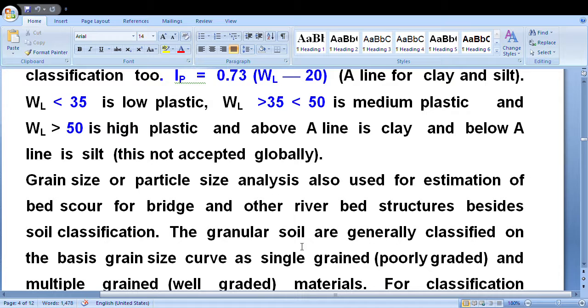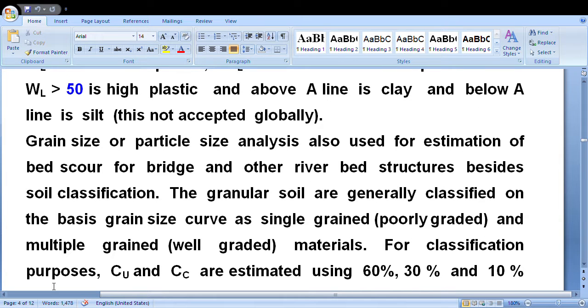The granular soils are basically classified on grain shape and sizes only. If it is single grained, poorly graded, like SP, GP, these are the grades. And if it is multiple grain particles, multiple grain materials, that is termed as well graded. That is SW, GW, like that.